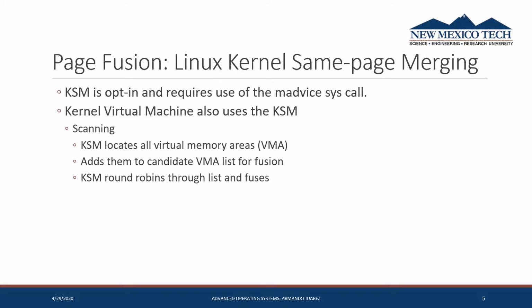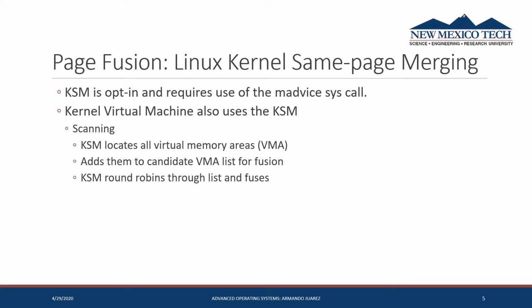First, in the Linux kernel. The Linux kernel has same page merging, is what they call it, KSM. It's opt-in and requires the use of the madvise syscall. Something else that uses the KSM is actually KVM, the kernel virtual machine. So first, it starts with scanning. The KSM will locate all virtual memory areas, VMA. It adds them to a candidate VMA list for fusion, and then the KSM will round robin through it and begin actual fusion.